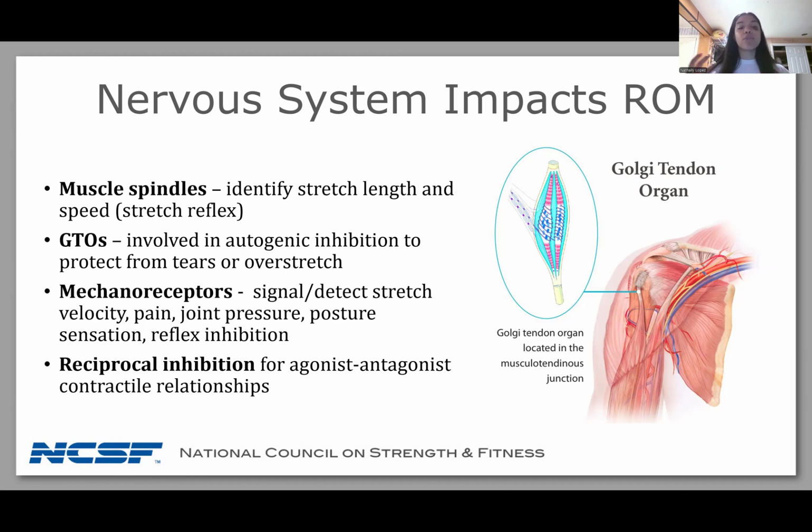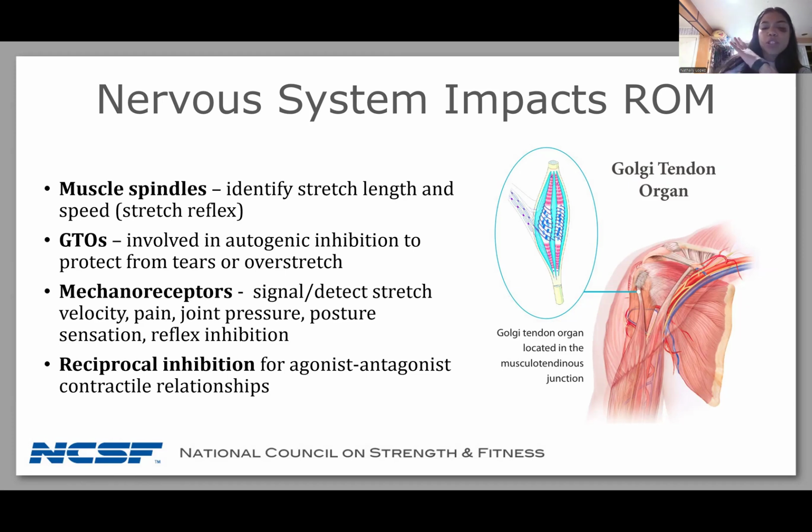And then we have reciprocal inhibition, which we've talked about before, but another reminder, you have your agonist and antagonist muscle, and they have some sort of contractile relationship. So they work together to keep an alignment in whatever structure it is in your body. For example, there's your quads and your hamstring, and those two work together as agonists and antagonists in a reciprocal inhibition form to keep your body stabilized.